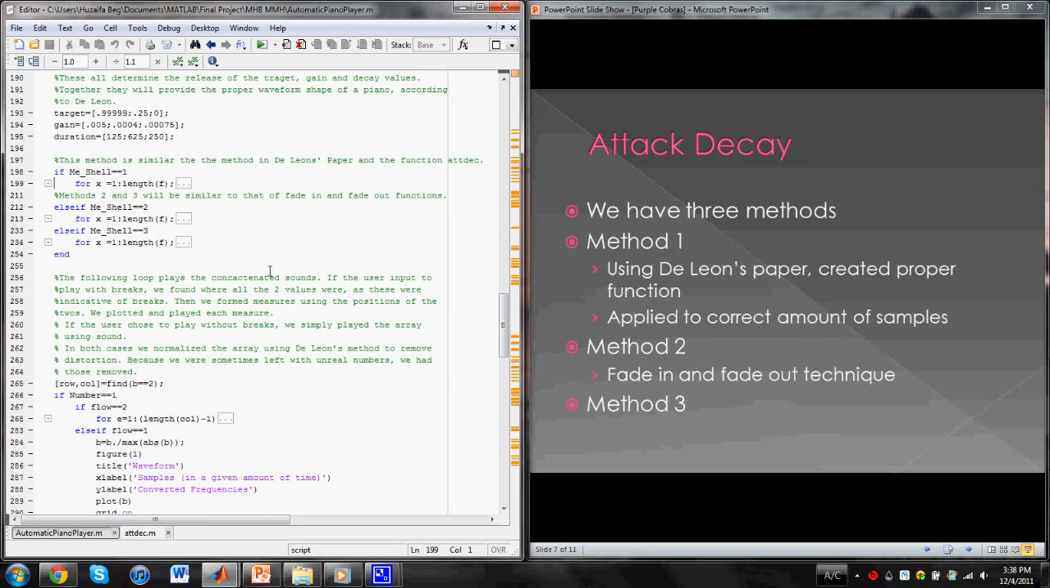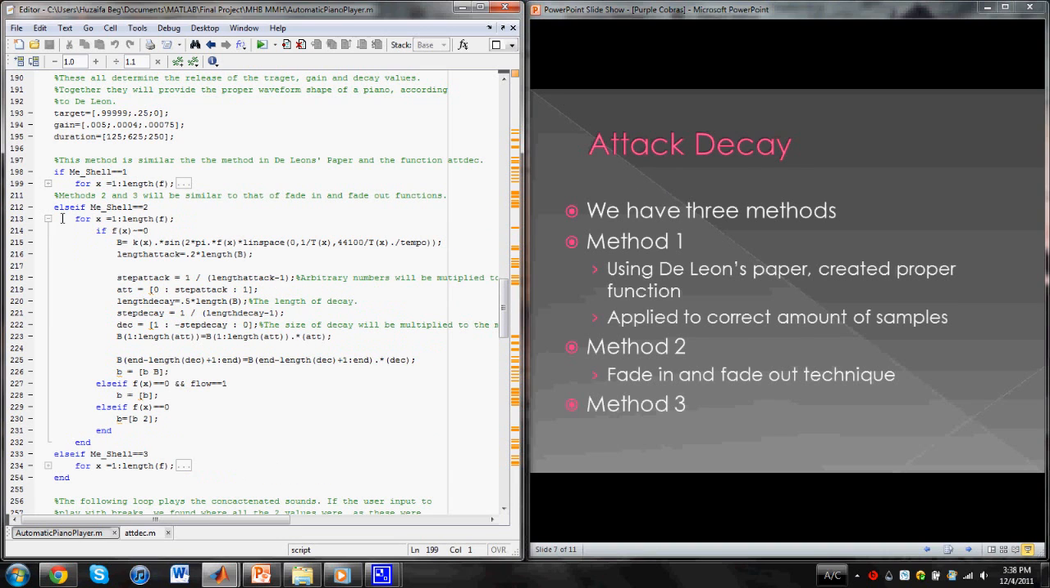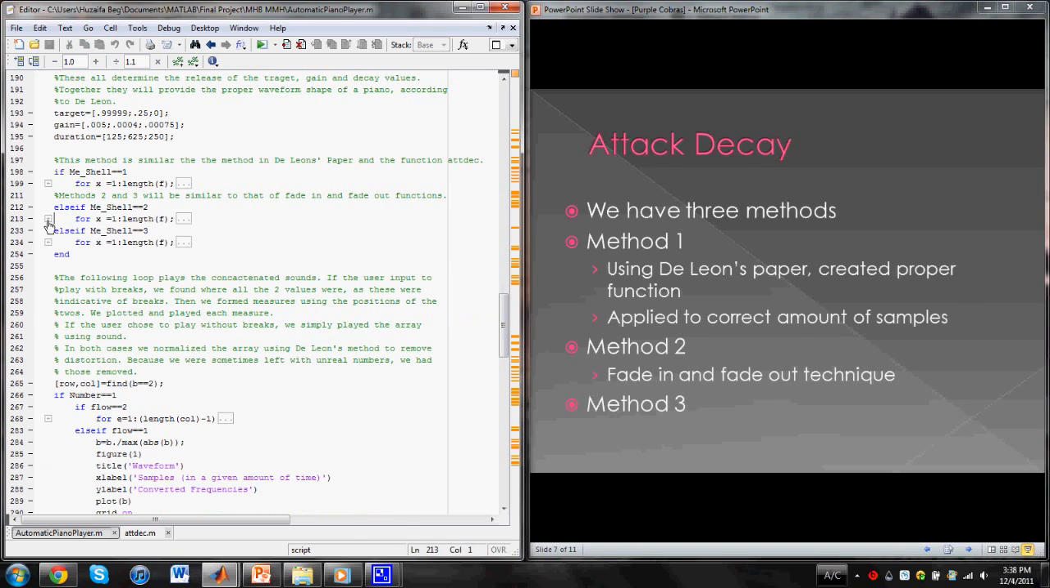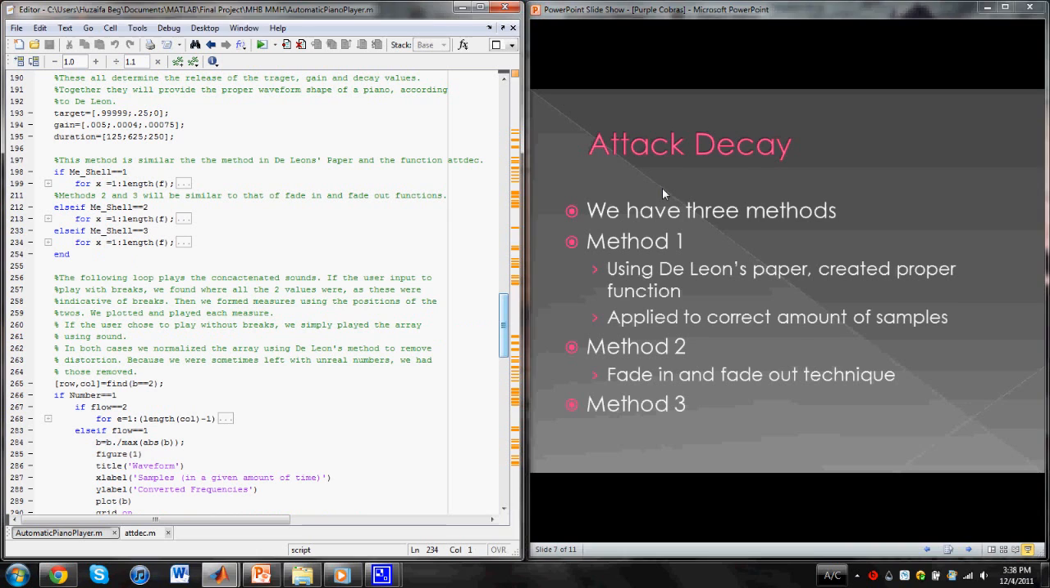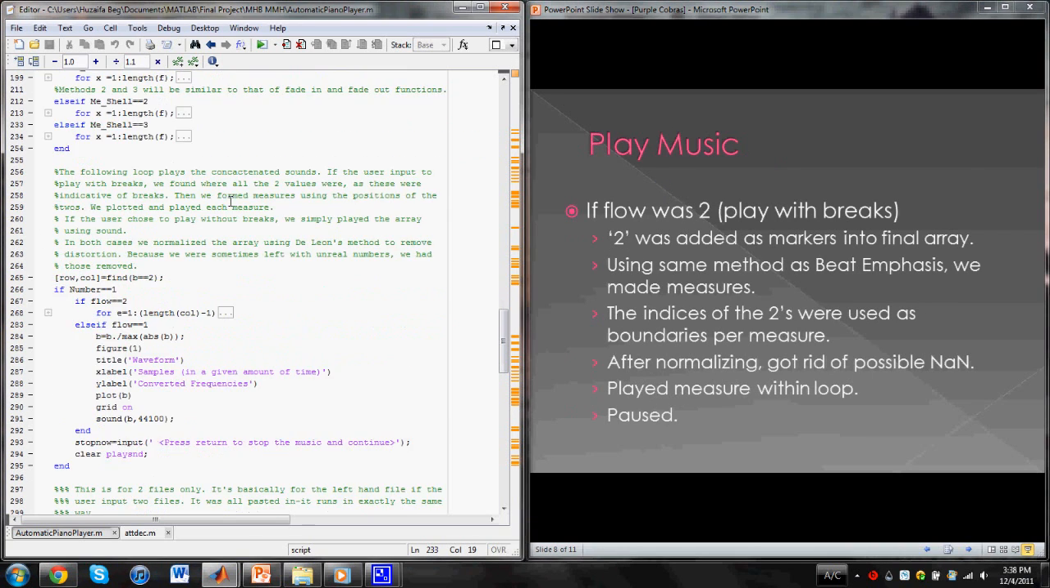So, continuing on with attack and decay, the next two methods were the same method, but we just used the fading in, fading out scheme like we learned in class. And we just changed the size of the attack and decay, which actually made them sound different. Basically, we just did attack was 0 to 1, and then decay was 1 to 0, and we just defined how long you want the decay to be, how long you want the attack to be. And method 3 differed only in how long attack was and how long decay was, right here and right there. Moving on.